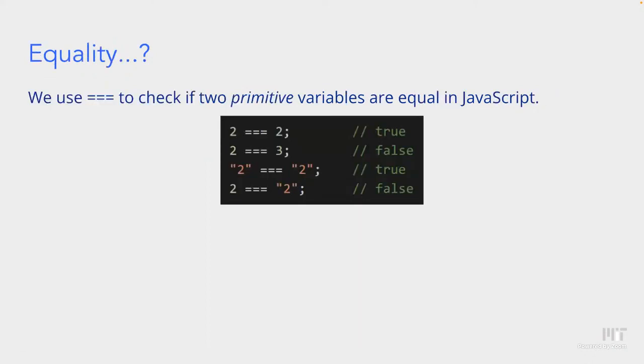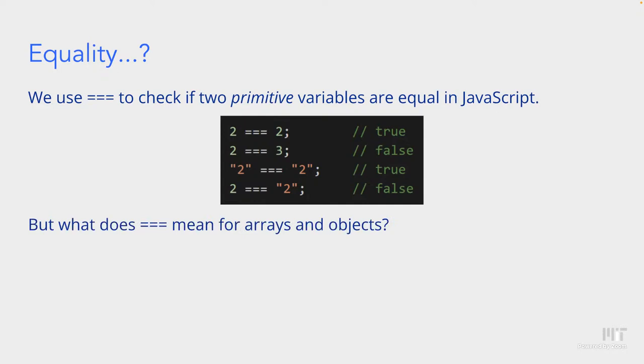Okay, and now we're getting to equality, the triple equal sign. So we use the triple equal sign to check if two primitive variables are equal. So in this example, we see that the number 2 is in fact equal to the number 2. The number 2 is not equal to the number 3. The strings 2 are both equal, but the number 2 and the string 2, they are not equal because they are not the same primitive variable.